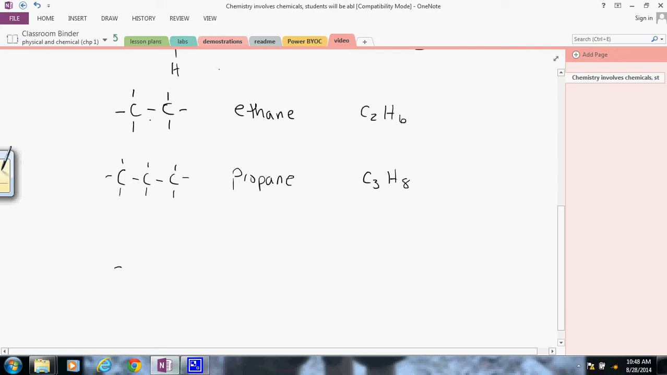Methane is CH4. The fourth one is butane, C4, you can see kind of a pattern going here, H10. So let's draw that out. Another way they might draw it is like this. Now I'll erase that little line right there. Either way, this is another way they might draw it.